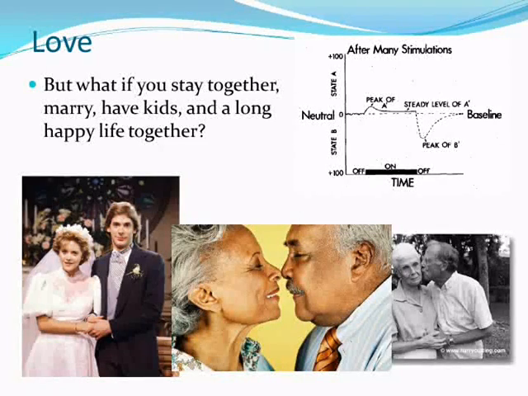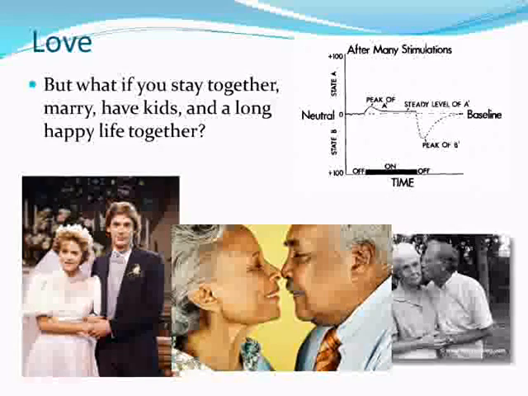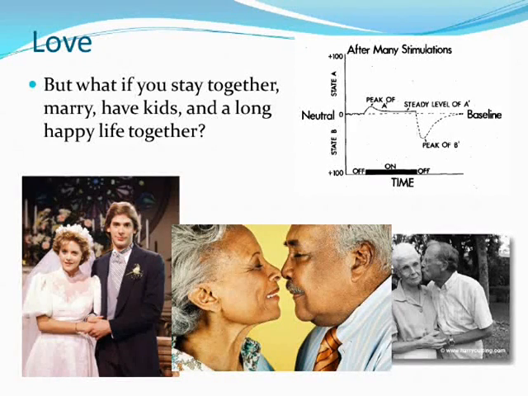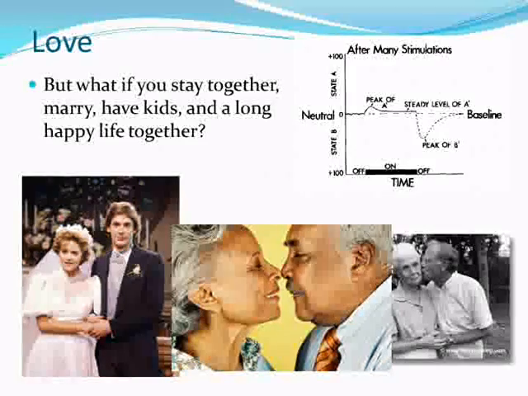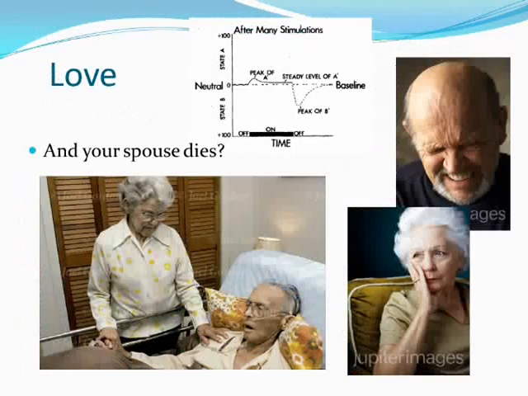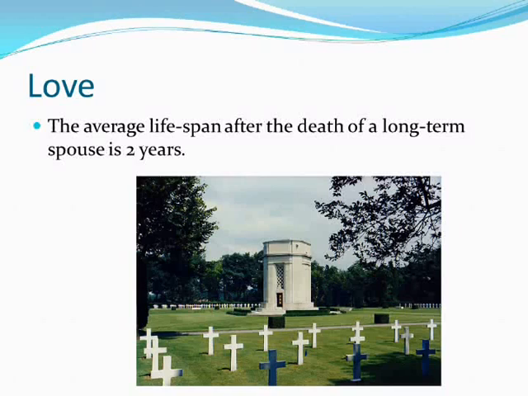What about the after reaction? What happens if you've been married 50 years and your spouse dies? The average lifespan of a person married 50 years with a dead spouse is 2 years after the death of a spouse. The after reaction of love is grief, and the grief is so powerful it can kill. Two years.